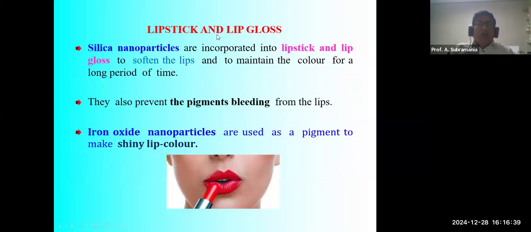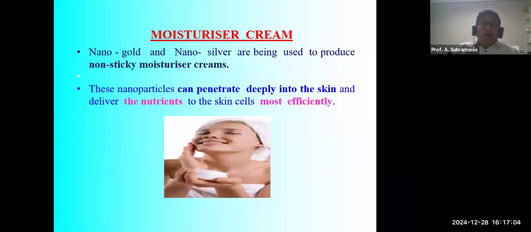Then lipsticks and lip gloss. So here the silica nanoparticles are incorporated into lipstick and lip gloss to soften the lips and to maintain the color for a long period of time. They also prevent the pigment bleeding from the lips. So iron oxide nanoparticles are used as a pigment to make shiny lip color.